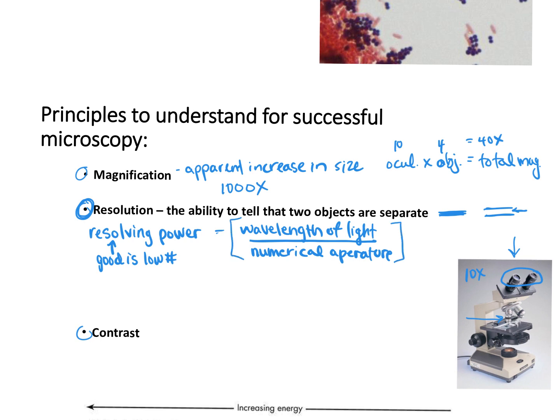All right, so how can we manipulate this part of the equation to make this smaller? Either we want the numerator to be smaller, or we want the denominator to be larger. Okay, so play around with that, right? 1/4 is better resolution than 1/2. 1/4 is a smaller number than 1/2. Okay, or if the numerator is smaller, right? 1/2 is smaller than 2/2. Right? Okay, so we either want a smaller numerator, shorten the wavelength of light, or we want a larger numerical aperture. Let's talk about wavelength of light first.